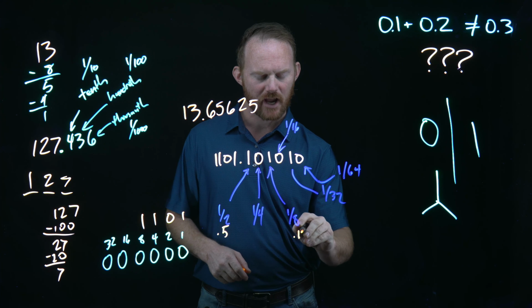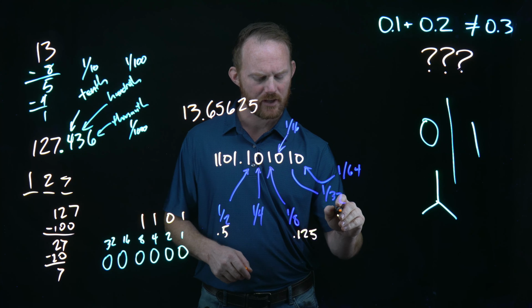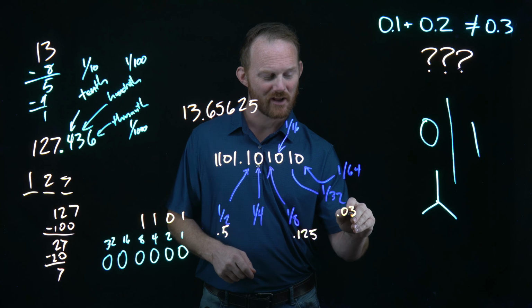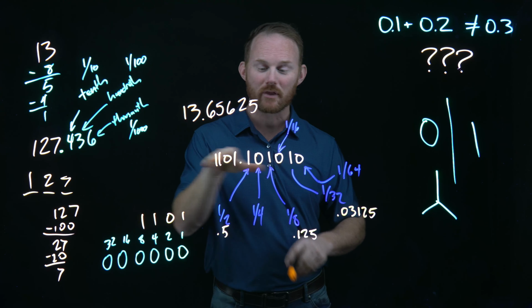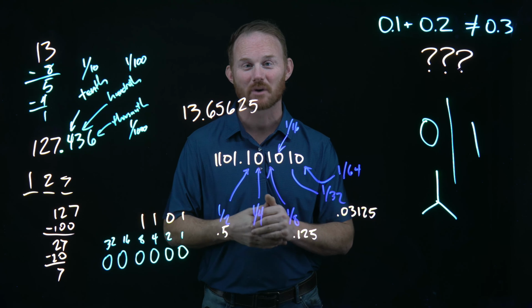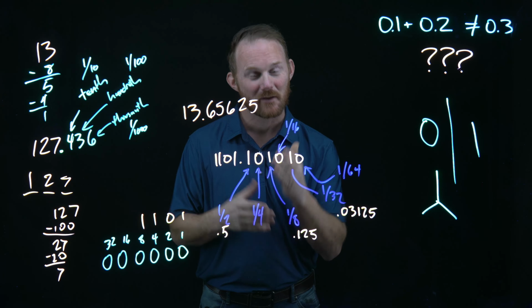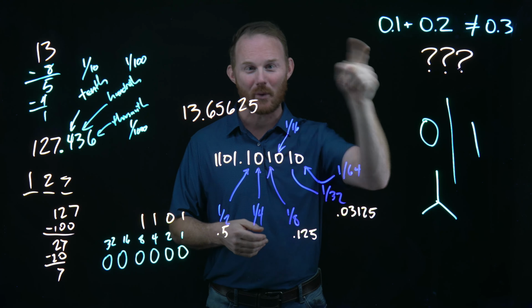1/8 is the same thing as 0.125. And 1/32nd is the same thing as 0.03125. You add those together, you end up with this number, which is actually in our number system this. Okay? So we finally have hit the moment of truth here. How do we represent the number 0.1?